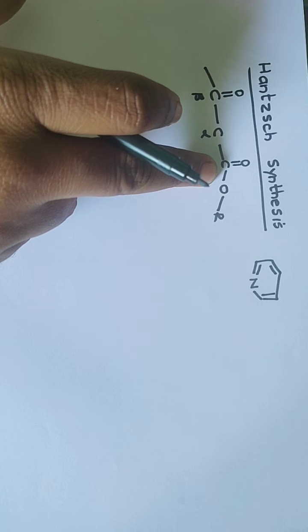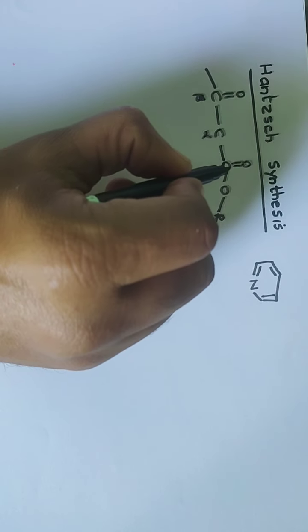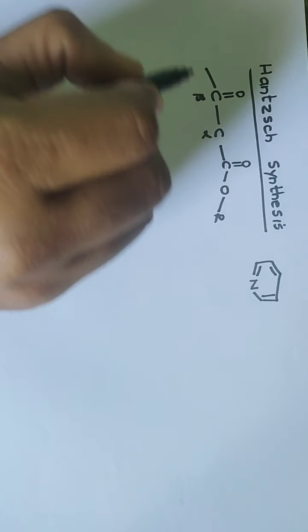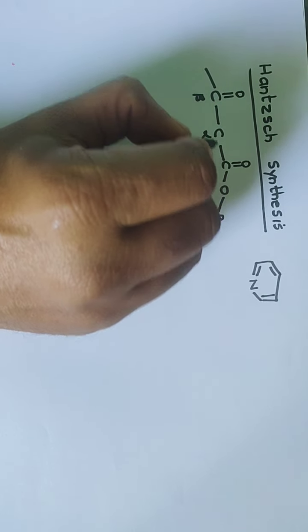We call this beta ketoesters or beta dicarbonyl compounds also, no problem with that. C double bond O group, C, it may be a dicarbonyl compound. So if they are beta ketoesters, the carbonyl is a C double bond O group. If there is an R group also, no problem. This is alpha and this is beta. So beta ketoesters or beta dicarbonyl compounds on condensation with aldehyde and ammonia yield a dihydropyridine derivative, which on oxidation with nitric acid gives pyridine.